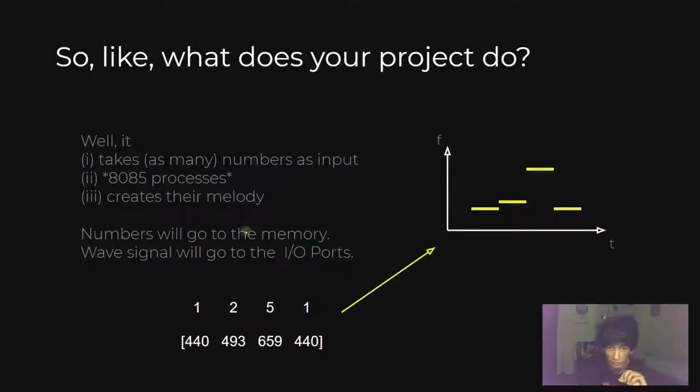So the numbers will go to the memory, and the final wave will appear in the output port, and it will appear in the output port number 81. So why that port? Because that port is used through the 8255 interface to connect it to an output, any output.